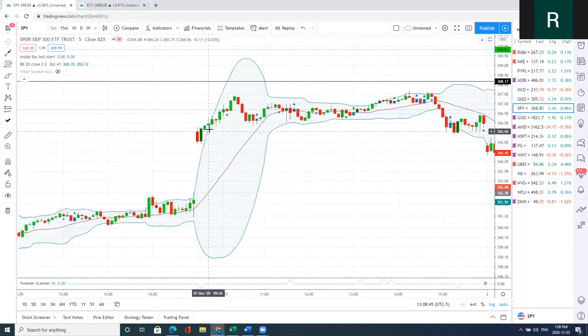So the first feasible setup on the day was this tweezer bottom. I have the tweezer scanner indicator here. This is free on TradingView. Please add it to your setup if you don't have it.